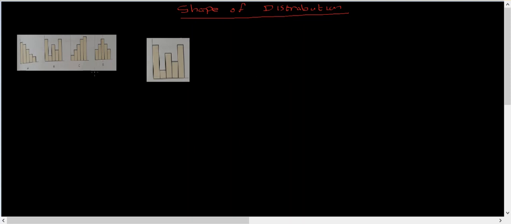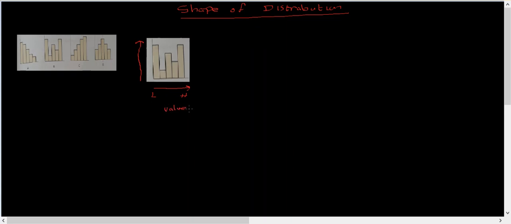So, if we have a look here, what we're looking at are a couple of different histograms. Just as a reminder, along the bottom of a histogram, going from left to right, you normally have the value. So this side will be the lower end of the value and this side will be the higher end of the value.